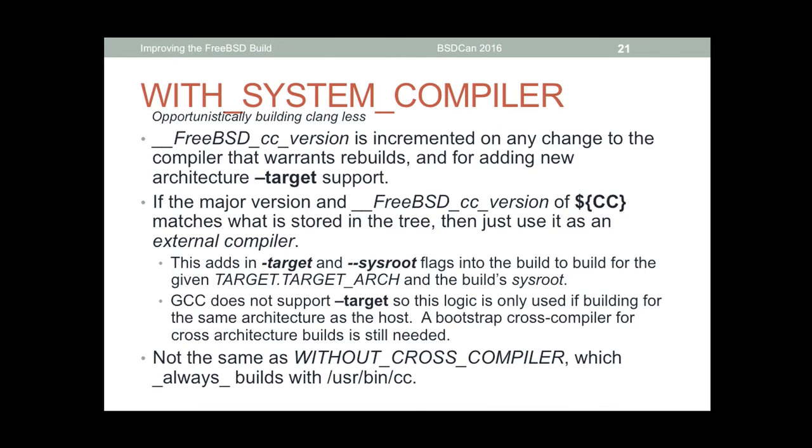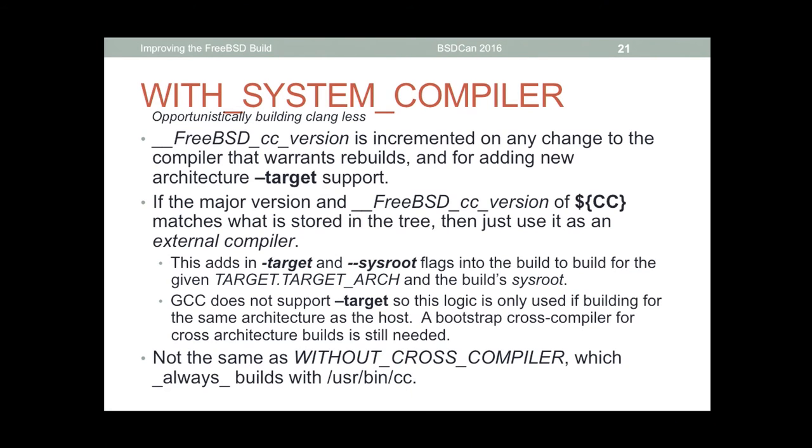This is a different feature than without cross-compiler. Without cross-compiler always skips building the cross-compiler and just uses whatever you happen to have sitting around. That also uses the external compiler logic. But as I said before, if your /usr/bin/cc is clang 3.6 and you're trying to build the tree and it expects 3.8, it's not reproducible, you're not going to get the output that's expected, and you're likely going to get build errors. So this without cross-compiler is useful, but you should be very cautious using it.